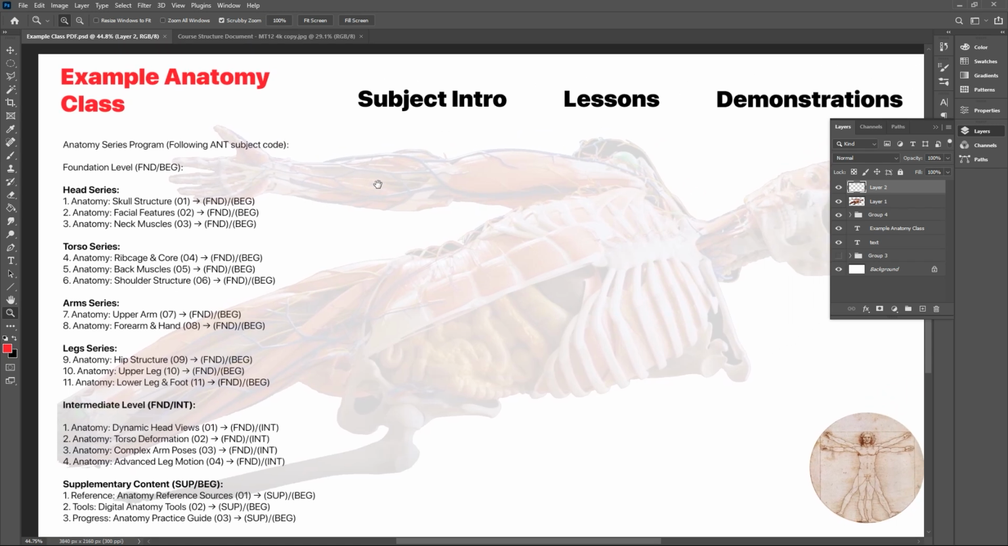So let's go into the subject intro. In the subject, other than the subject intro, I have to tell you this. This is very important. There will be resources, how to study, and etc.